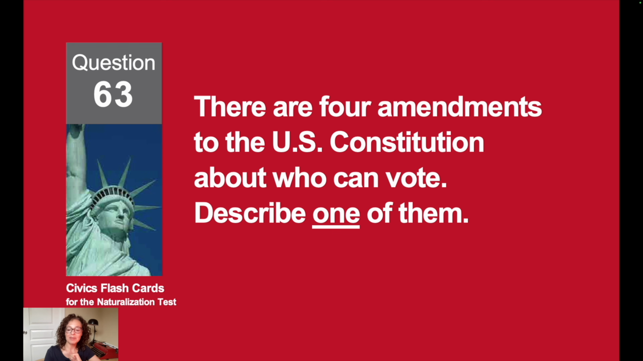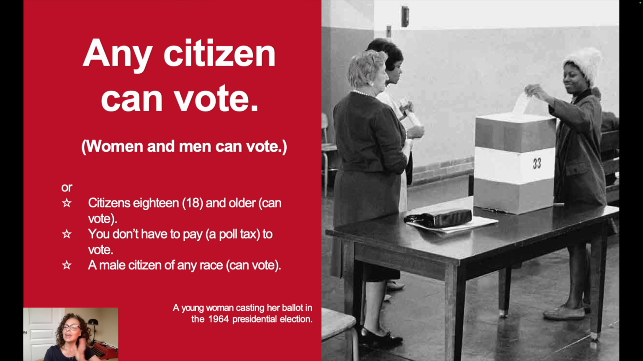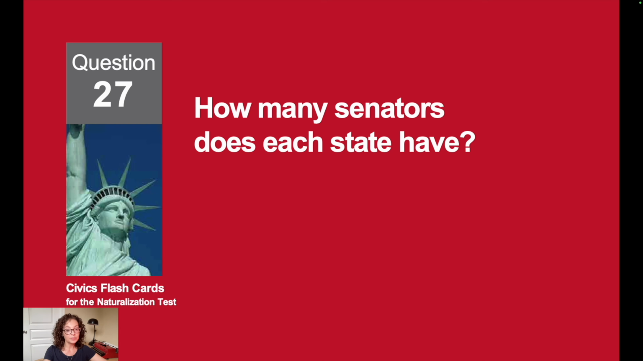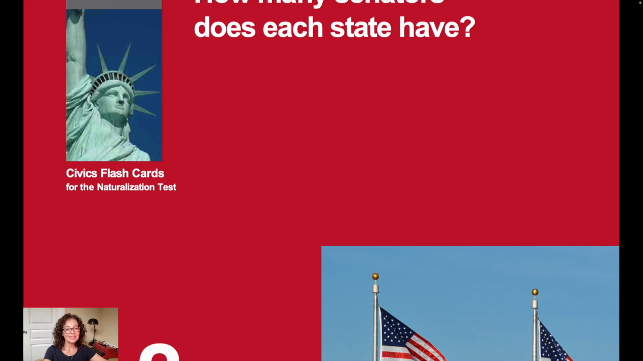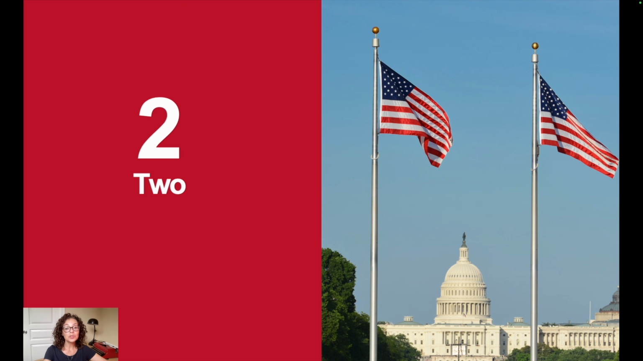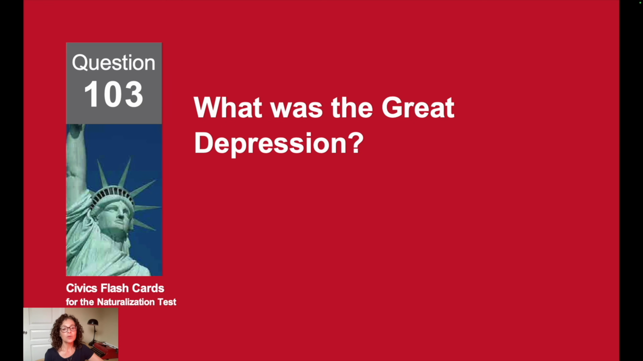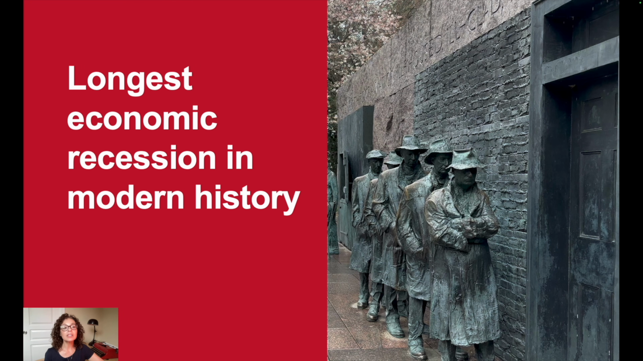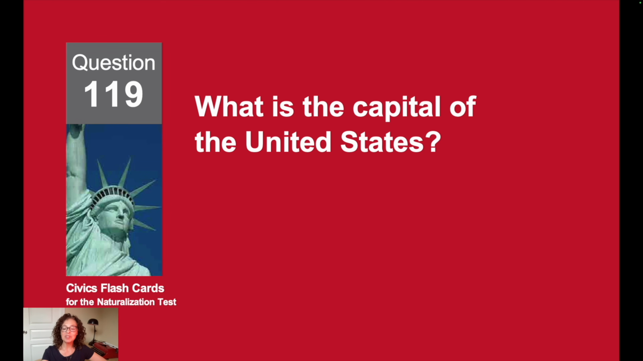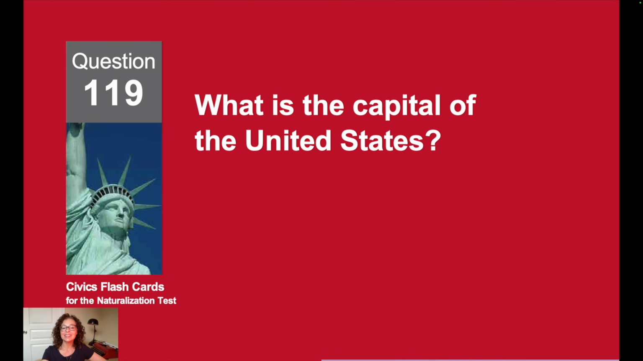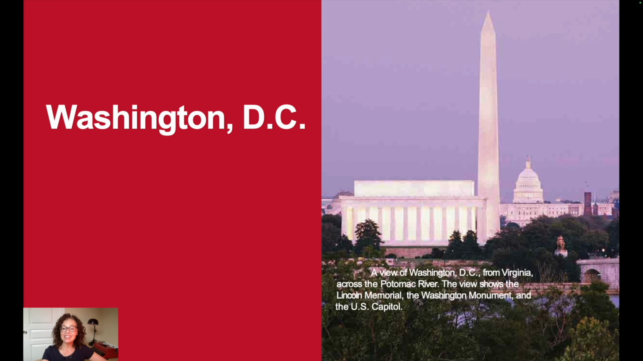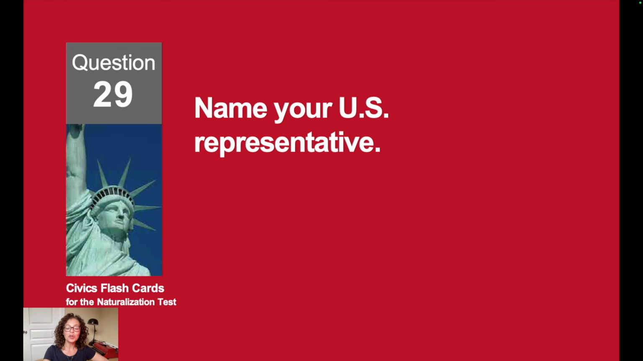There are 4 amendments to the Constitution about who can vote. Describe one of them. Any citizen can vote. How many senators does each state have? 2. 2 senators per state. What was the Great Depression? It was the longest economic recession in modern history. What is the capital of the United States? Washington, D.C.